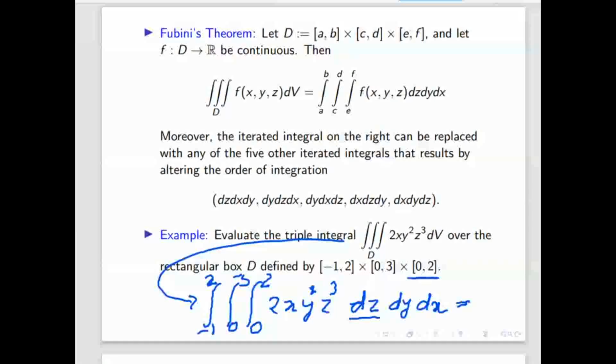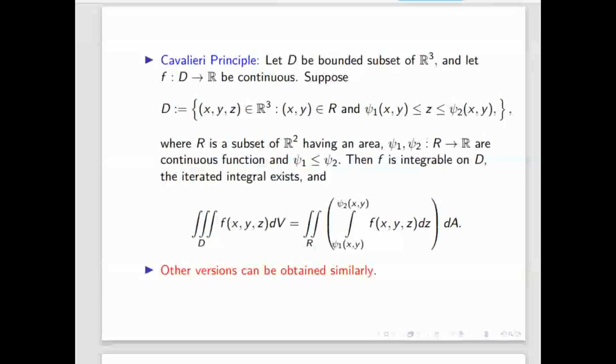So now the stronger version of Fubini's theorem, as in the double integral, depending on the limit. If z is given as a function from phi 1 of x comma y to phi 2 of x comma y, first we will apply the limit of z. Once we apply the limit of z, it will become a double integral, and then we will proceed like a double integral. Here it is written that the other version can be obtained similarly. What is the meaning of the other version? Can anyone tell?